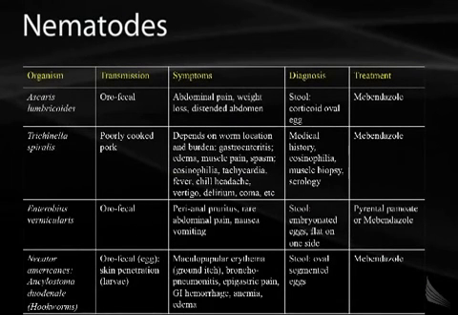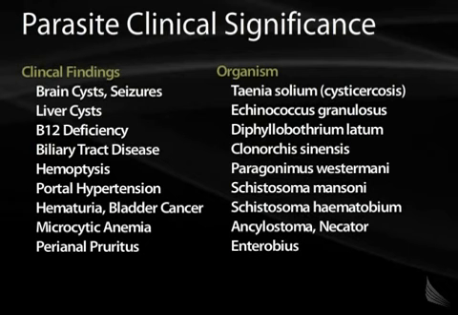Nematodes are summarized in this table. We have on the left-hand column the organism. We talked about Ascaris lumbricoides, Trichinella spiralis, Enterobius vermicularis, Necator americanus, and Ancylostoma duodenale, which are the hookworms. It's helpful to know that we treat most of them with mebendazole, and we diagnose most of them by looking at the eggs in the stool. It's important to know where we get them and what symptoms they cause.